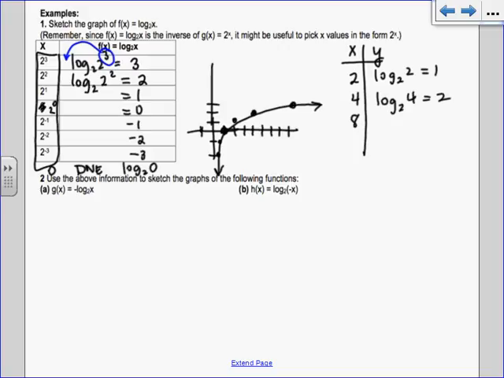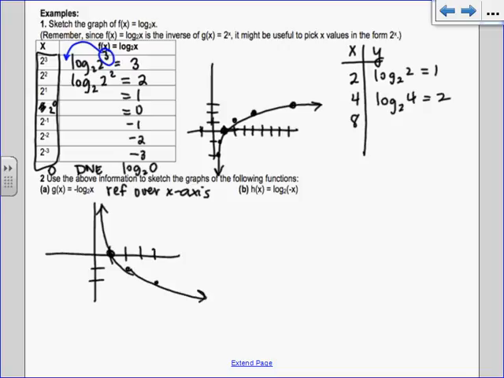All right, so use the above information to sketch the graphs of the following functions. So what if you have negative log base 2 of x? What kind of transformation does it do? Yep, reflect over the x-axis. Good. So we still have that 1 comma 0, but instead of having 2 comma 1, I have 2 comma negative 1. Instead of having 4 comma 2, I have 4 comma negative 2, and so on. So it's going to go along the y-axis, and then it's going to go like that. So we're just flipping it over.